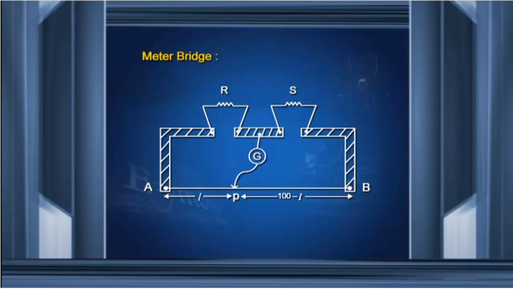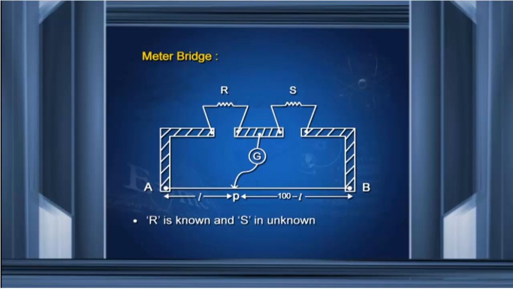Now, let us study the practical application of Wheatstone bridge. It is known as meter bridge. This is the diagram for the meter bridge. Here, this is the left gap and this is the right gap. In the left gap, we connect a known resistor R and an unknown resistance S is connected in the right gap. A jockey is connected at the central terminal with a galvanometer.